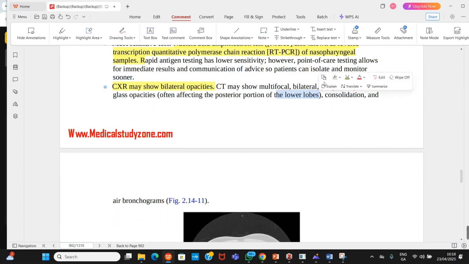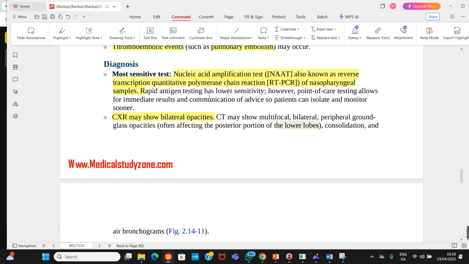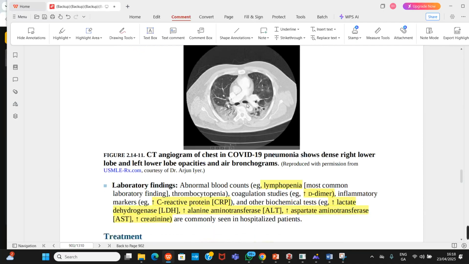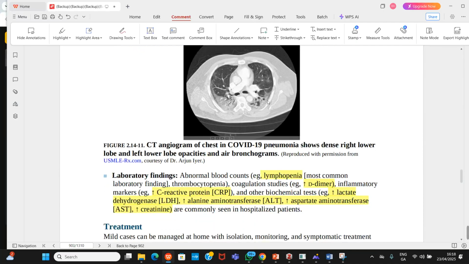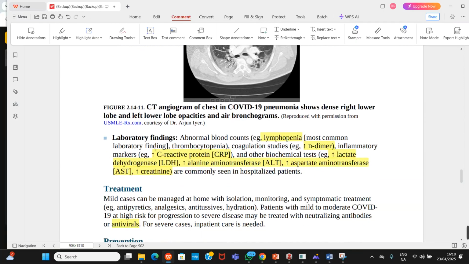They can have different complications. Whatever complication you want to think of, they can have it. But there is a high risk of thromboembolic event. So they can throw clots because of the cytokine storm syndrome. How do we make diagnosis? Just draw a NAT or reverse PCR of the nasopharyngeal samples. If you do an X-ray, it's going to show bilateral opacities, and they are very common at the lower lobes.